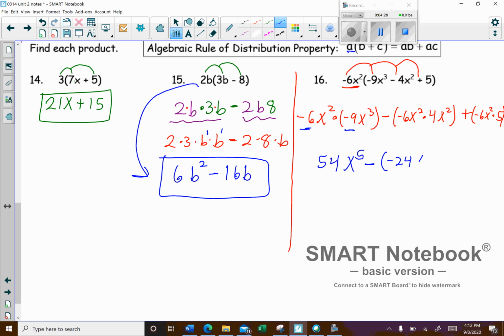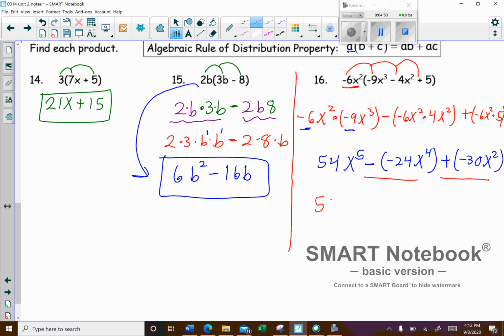Add the exponent, so that's going to be x to the 4th power. And then we have plus negative 6 times 5, which is negative 30, and then you still have the times x squared, so we don't want to forget about that. We tack that on the end. Now I have to fix my signs. So I have minus a negative, and I have plus a negative. Whenever you have a double negative right here, that will become addition.